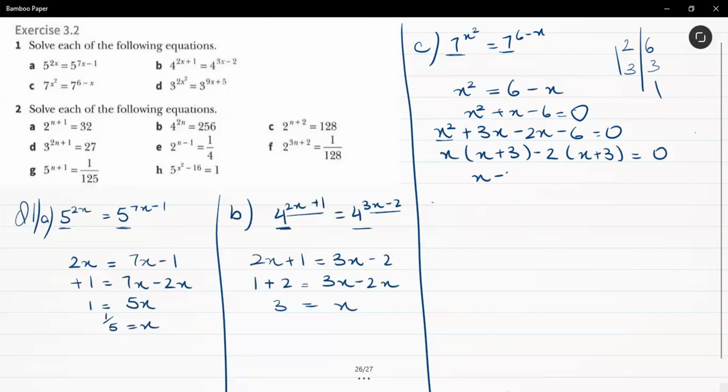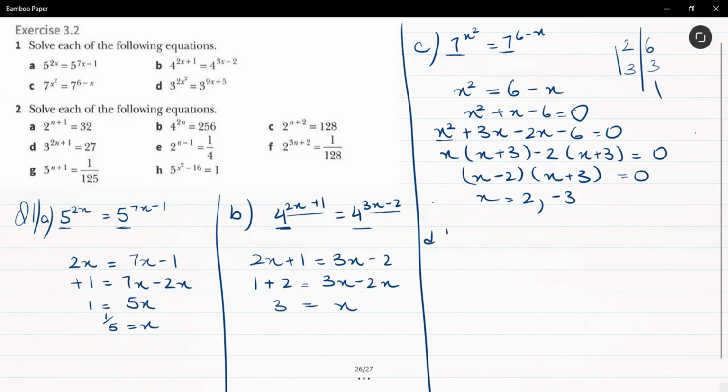So x minus 2 multiplied by x plus 3 is equal to 0, and x is equal to positive 2, and similarly x is equal to negative 3. So these are the two values for x.